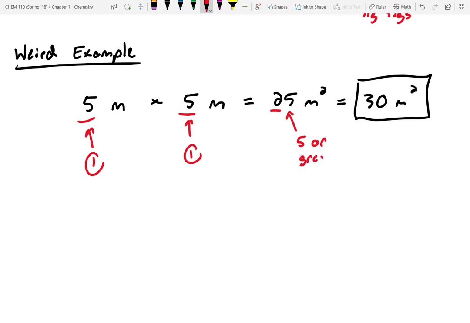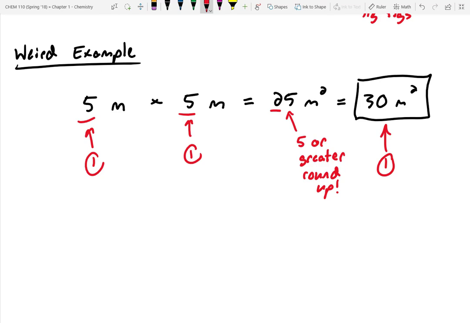So 5 or greater, round up. So this one does only have one significant figure, and we had to round up to get there. It kind of throws people when you're doing this originally. The reason we do this, though, is because we're estimating the ones place, right? Another way of thinking about this is it's saying, what's about 5 meters by about 5 meters? And we'd say it's about 30 meters, right?